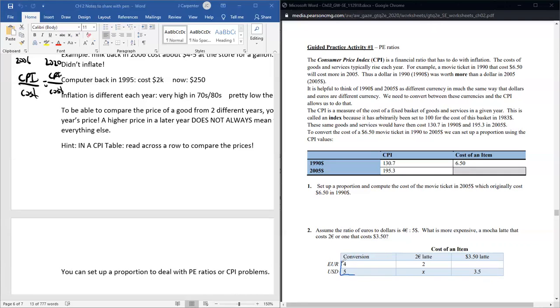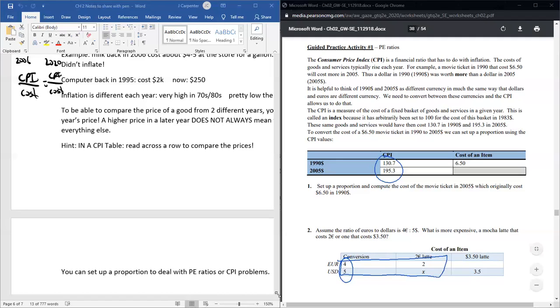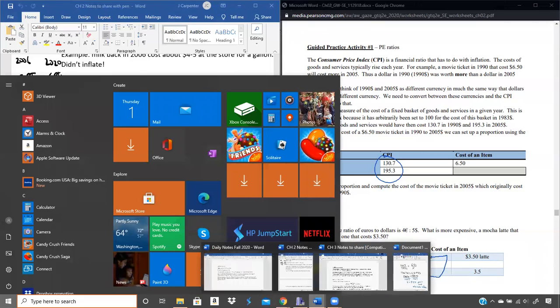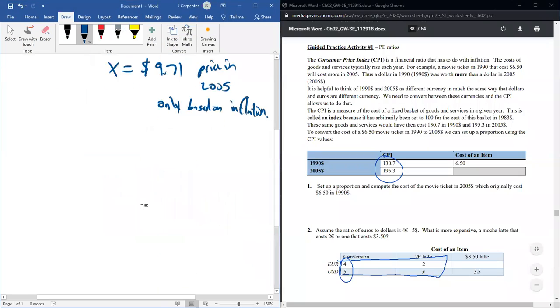So that means I've got to draw it this way. See, I had to use the CPI values above to find that. These conversions, this 4 and this 5, those are just like CPI values. It's a base in one comparing a base in the other. So that's how we have to draw our box. So that would give us the equation 4 over 5 equals 2 over x.